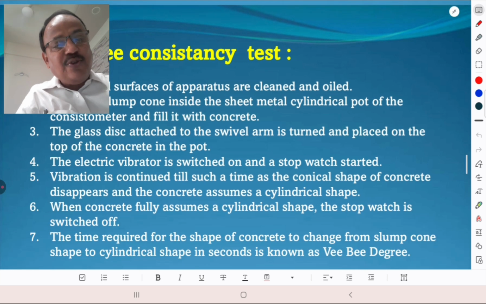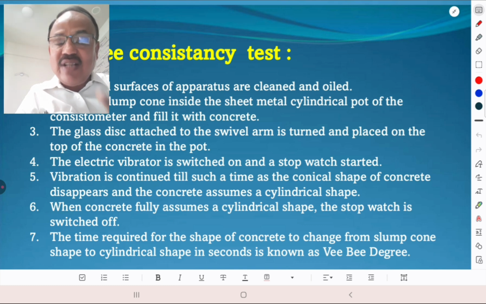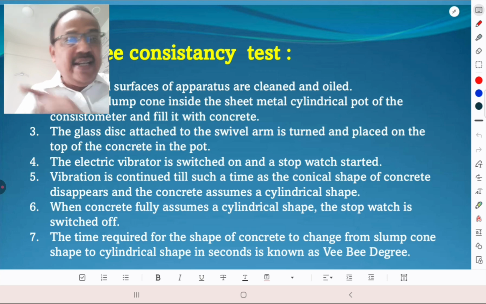When concrete fully assumes a cylindrical shape, the stopwatch is switched off. The time required for the shape of concrete to change from slump cone shape to the cylindrical shape, in seconds, is known as the Vee Bee degree or Vee Bee seconds. That is very important. What is Vee Bee degree?